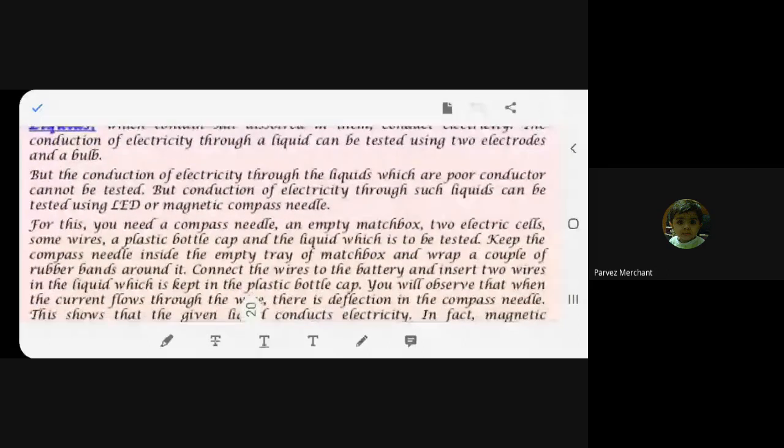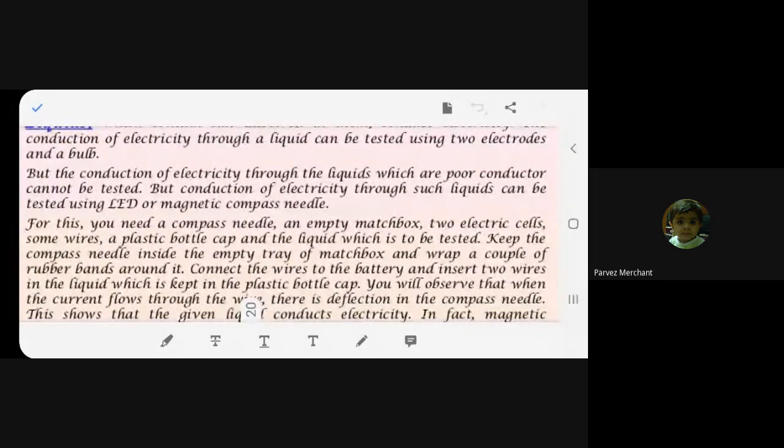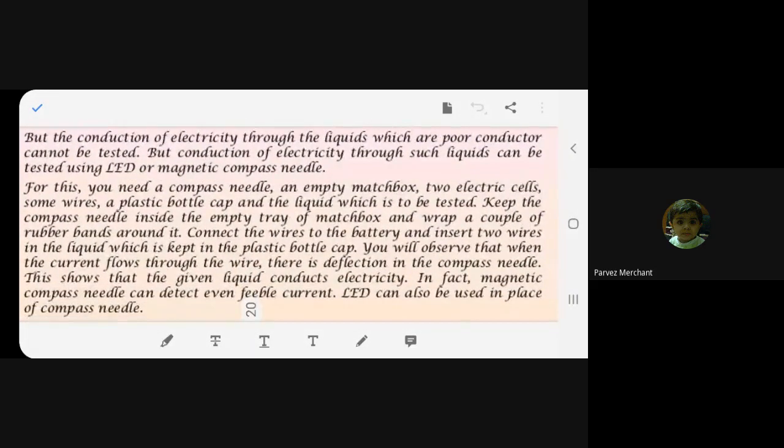But the conduction of electricity through liquids which are poor conductors cannot be tested this way. Conduction of electricity through such liquids can be tested using an LED or a magnetic compass needle. So you understood now? Because we know the current which will flow through the water is not as strong as it flows through the solid. You agree? Yes, ma'am. So how to detect that feeble current? How to detect the weak current?